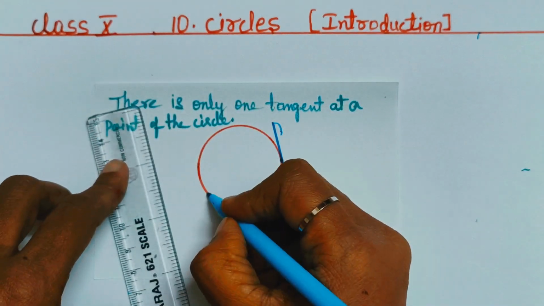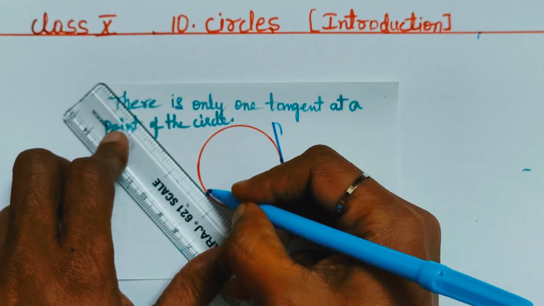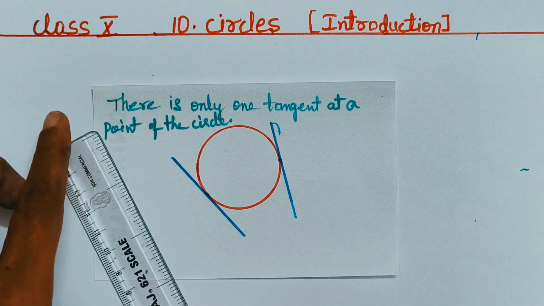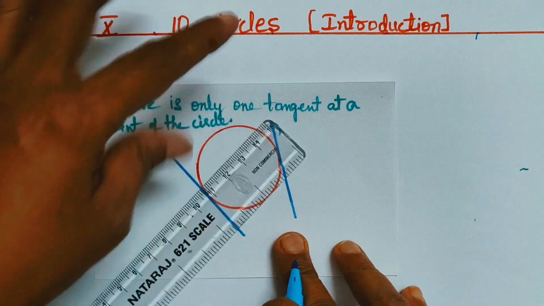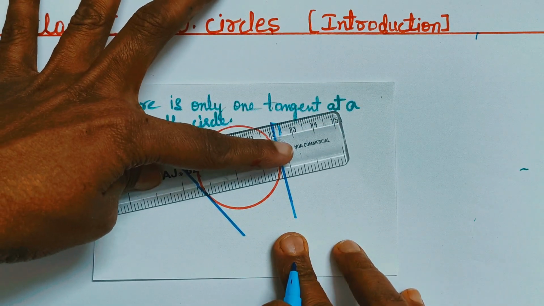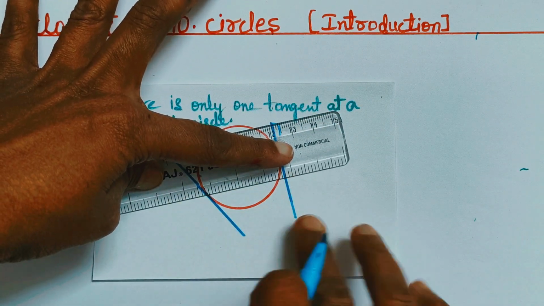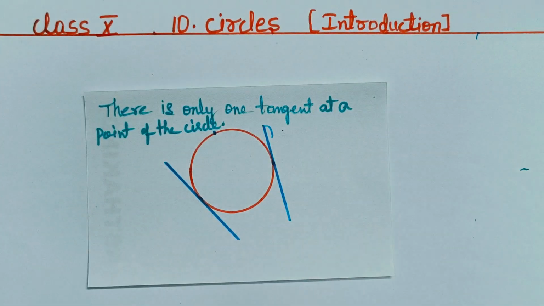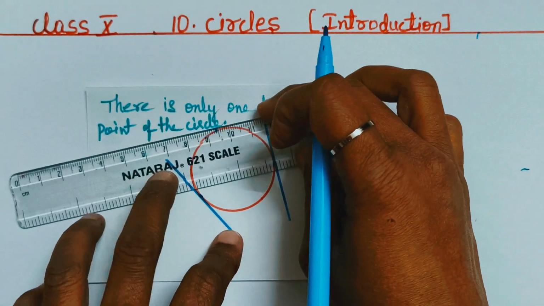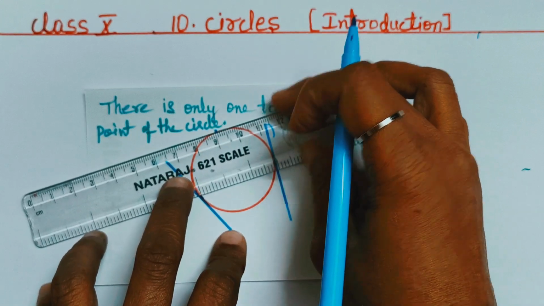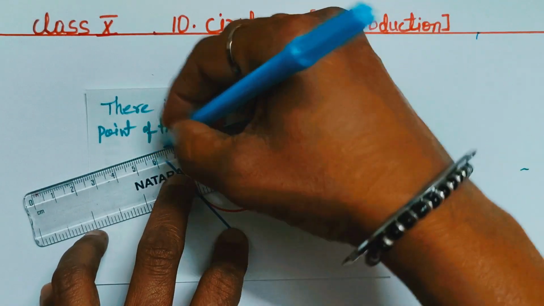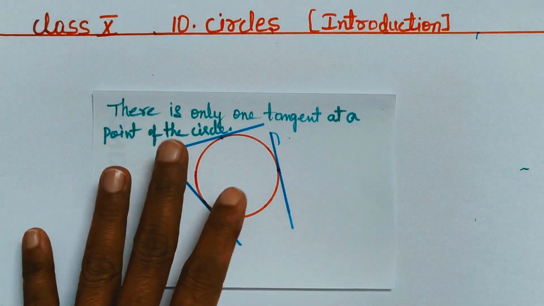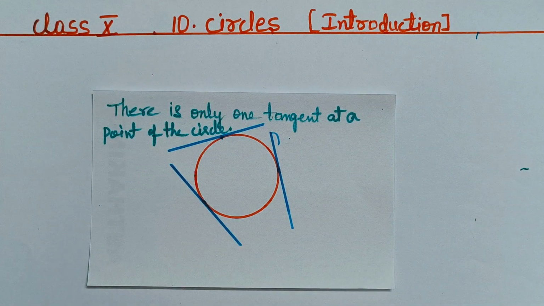Next, here one more point is there. From this point, how many tangents can be drawn? Only one tangent, not any other. See here, if you draw lines like this, it will meet at two points. So from one point, how many tangents? See here, one point is there, I am drawing one tangent here. From one point, how many tangents can be drawn? Only one tangent can be drawn.